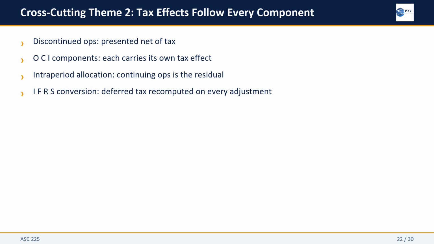Tax effects do not just live in one place on the income statement. They follow every major component. Discontinued operations net of tax. Each OCI item net of its own tax effect. Intraperiod allocation spreading tax across the full statement. And in IFRS conversion, every reclassification triggers a deferred tax recomputation. Mastering income statement presentation means mastering tax effects at every level, not just the bottom line tax line.